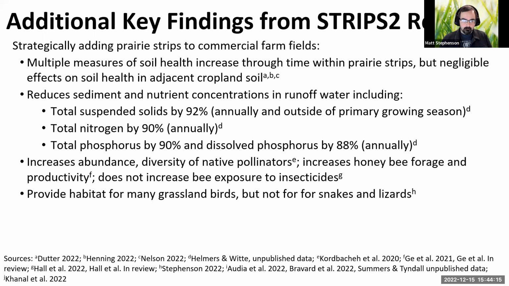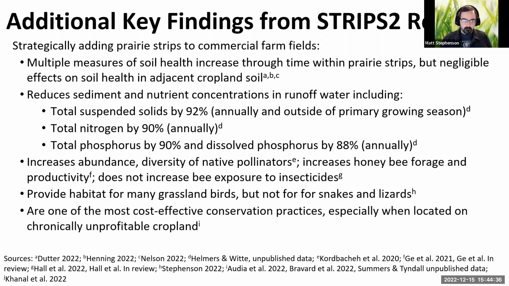As Matt and I summarized, we were providing habitat for many grassland birds with prairie strips. However, we're not seeing some of those area sensitive birds. In another aspect of Matt's dissertation, he looked for snakes and lizards, and we're finding that prairie strips are not providing quality habitat for snakes and lizards in these landscapes. Work done by John Tyndall, a natural resource economist we work with, is showing that prairie strips are one of the most cost-effective conservation practices in this area, and especially when they're located on cropland that's chronically unprofitable.